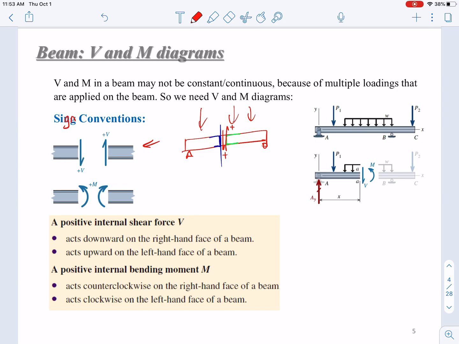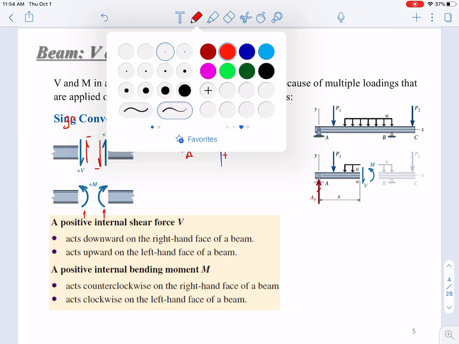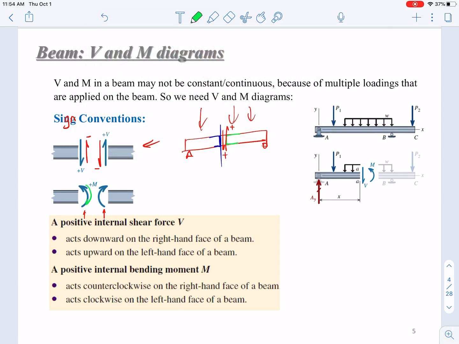Of course, on the right hand face, if your V is upward, it will be negative. So downward on the left hand face will be negative. Then a positive internal bending moment M acts counterclockwise on the right hand face of a beam. That's shown here. This is a positive M, and it acts clockwise on the left hand face of a beam. This is also a positive moment. If on the right hand face your bending moment is in the other direction, that will be negative. On the left hand face, if your bending moment is in the counterclockwise direction, that will be negative.